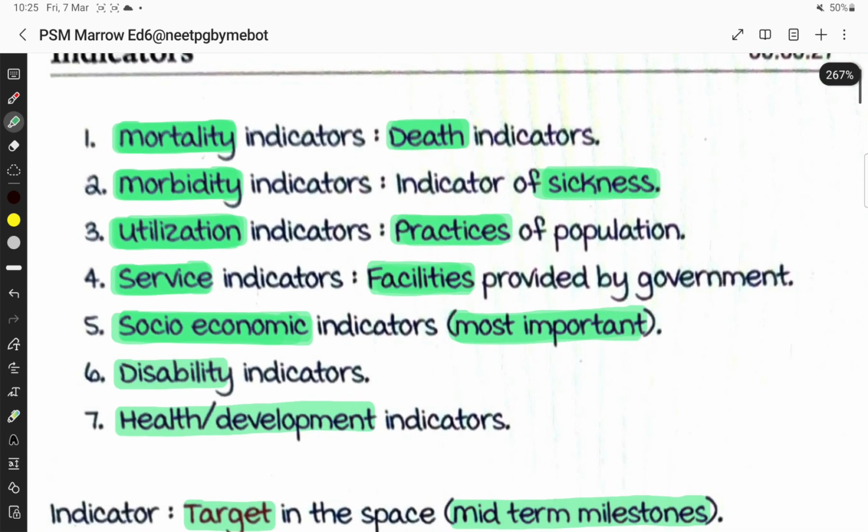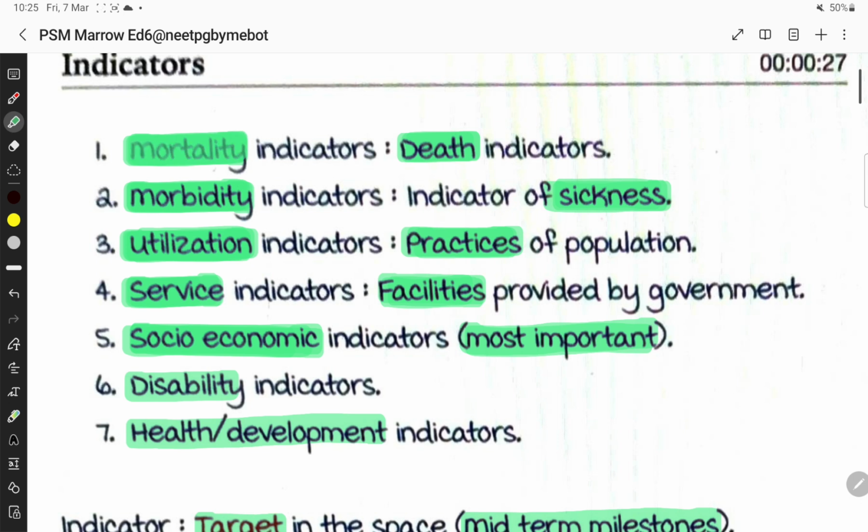What are these indicators? First is the mortality indicator, the indicator of death. Morbidity indicator, the indicator of sickness. Utilization indicator means how the population is utilizing the health services. It is the indication of the practices of the population.